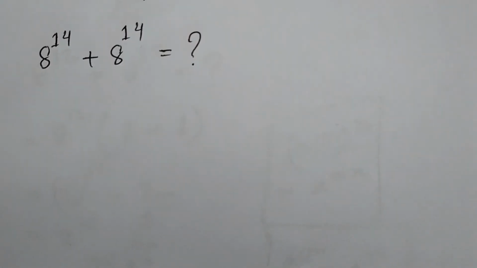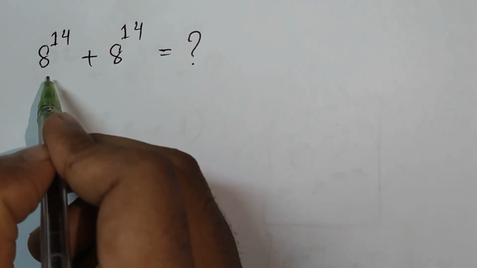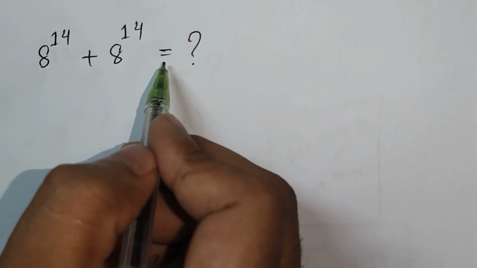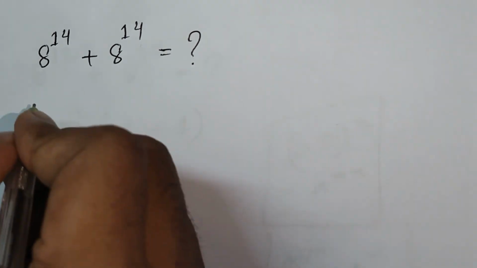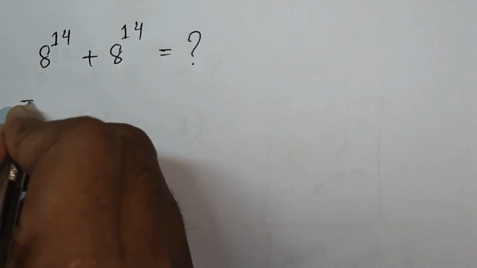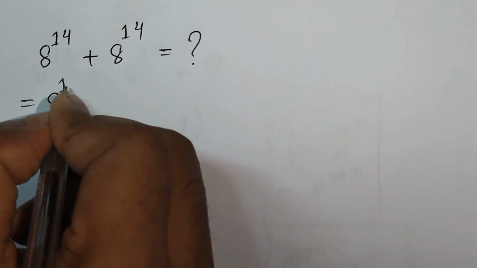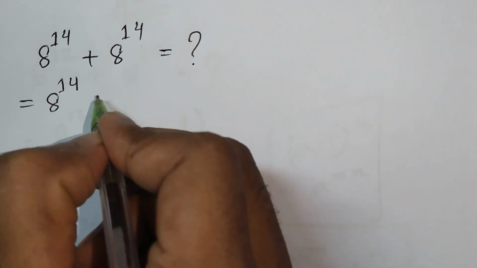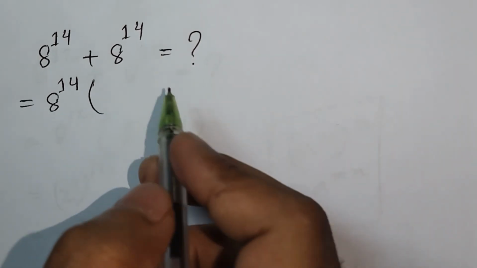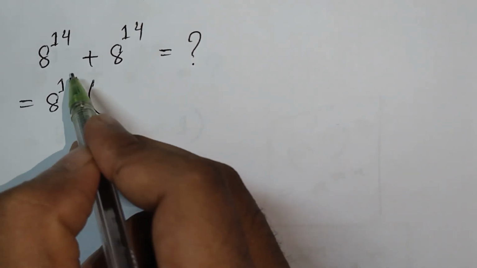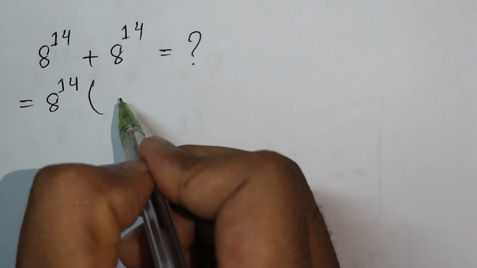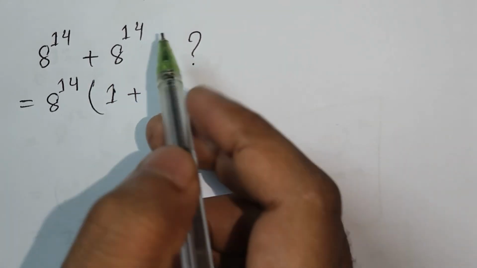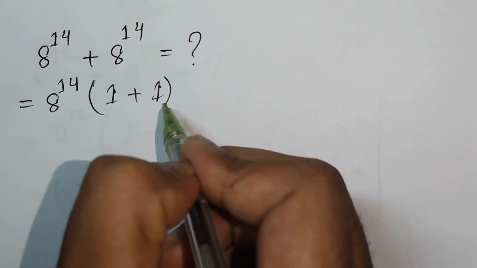How to simplify 8 power 40 plus 8 power 40 is equal to what? At first, 8 power 40 is common. First bracket start: 8 power 40 divided by 8 power 40, that is 1, plus 8 power 40 divided by 8 power 40, that is 1.